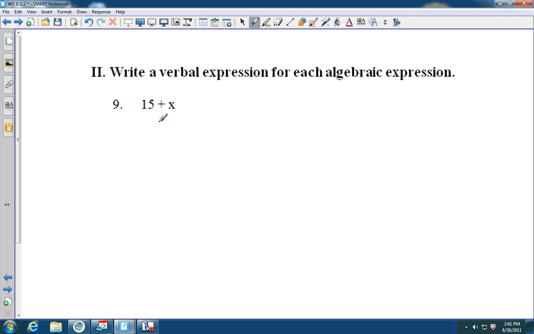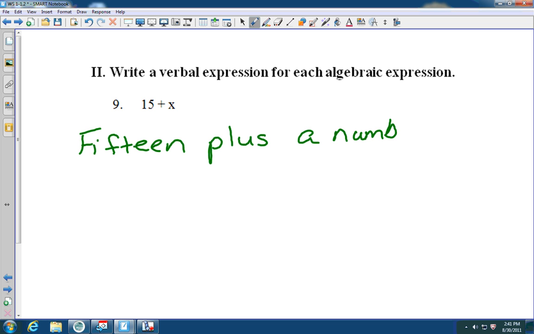All right, now this time they want you to write your own expression. There are many different ones, and I'm sure I am not going to come up with all of them. One, you could have 15 plus a number. You could even have 15 more than a number.